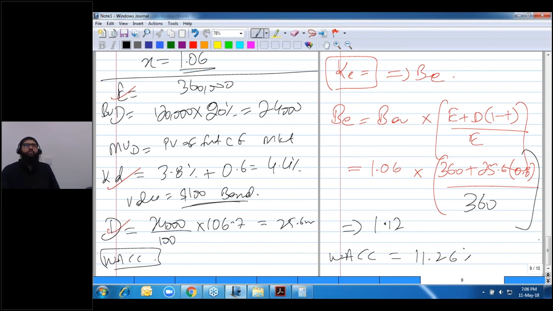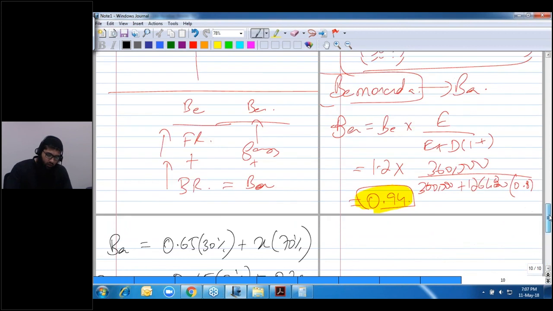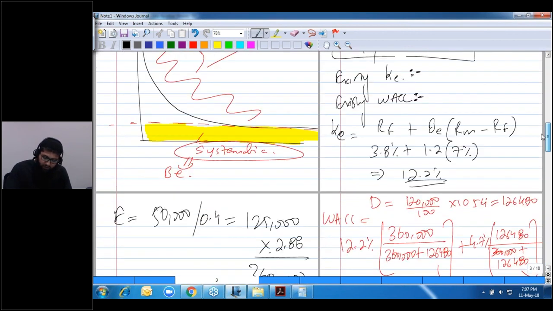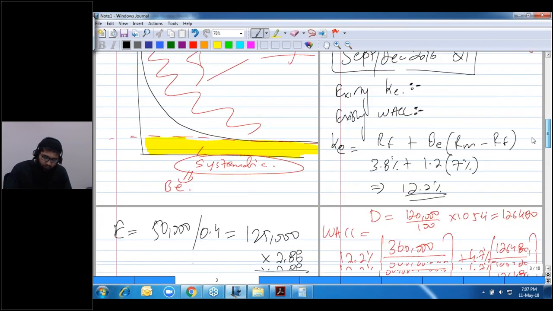Okay, now the reason for this increase in the WACC is, before, you see, what is the cost of equity in this given scenario? What's the cost of equity? It's 11 point something percent, right? And what was the cost of equity earlier? It was 12.2%.